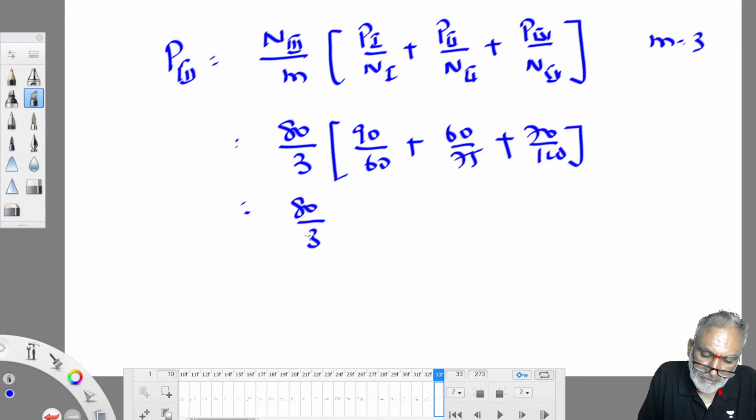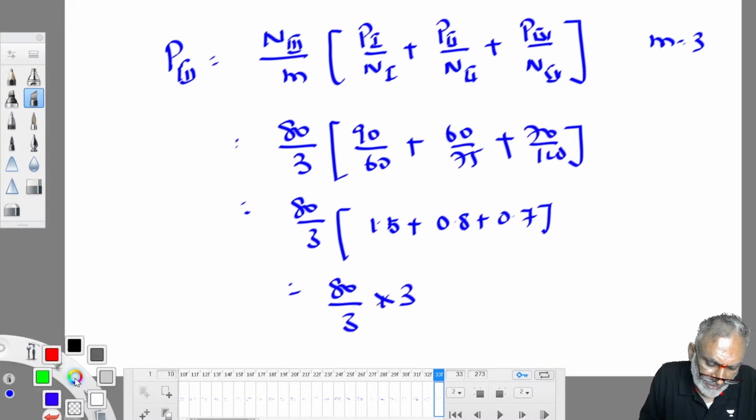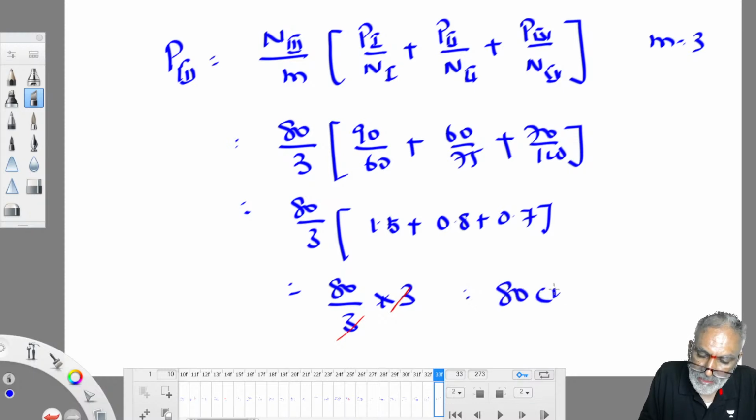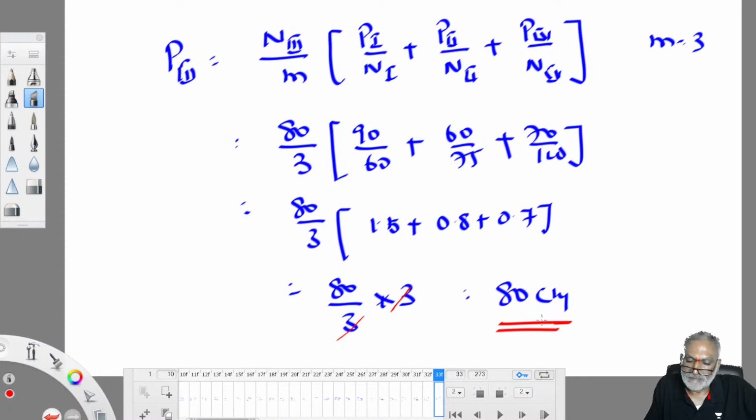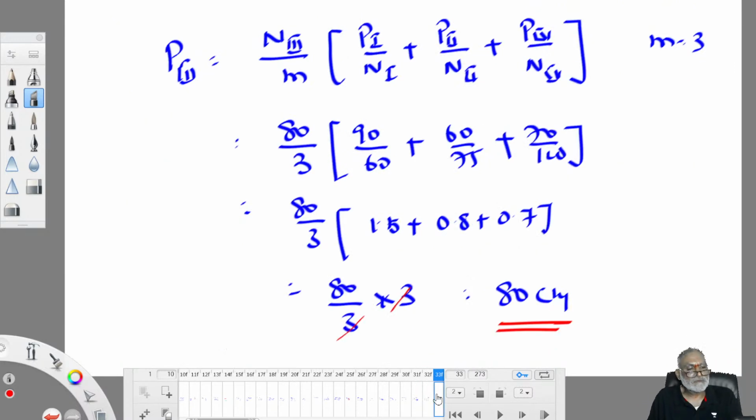So it is 80 by 3 into 1.5 plus 0.8 plus 0.7, which is 80 by 3 into 3. So 3 gets cancelled and you are left with 80 centimeter. That's how you have to manage without calculator in ESE exam. So 80 centimeter is the answer for that question. You have to tick mark 80. Clear now?